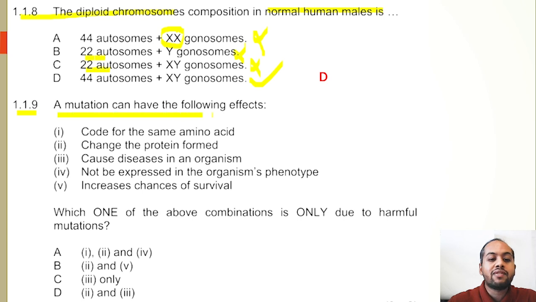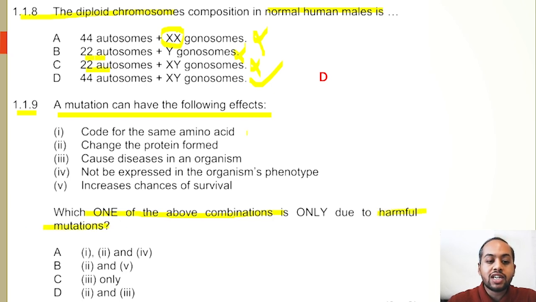1.1.9, a mutation can have the following effects: code for the same amino acid, change the protein formed, cause diseases in an organism, not be expressed in the organism's phenotype, increases chances of survival. Which one of the above combinations is only due to harmful mutations?